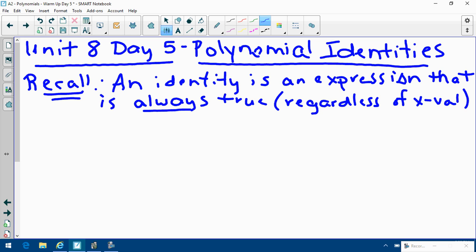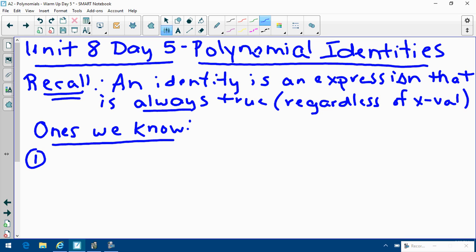Okay, so the warm-up were 3 identities that we already know. So here are ones we know. The first identity that you all knew probably even before this year was that x squared minus y squared is always equal to x plus y times x minus y. So no matter what x and y are, those are always true.